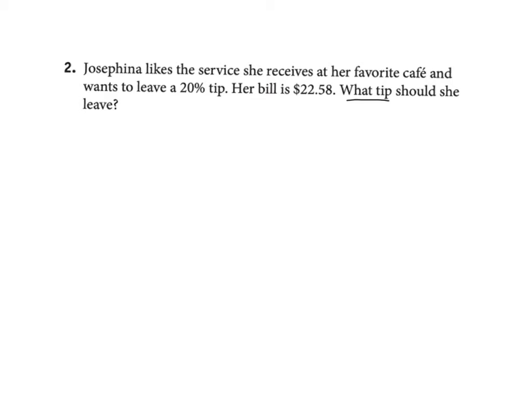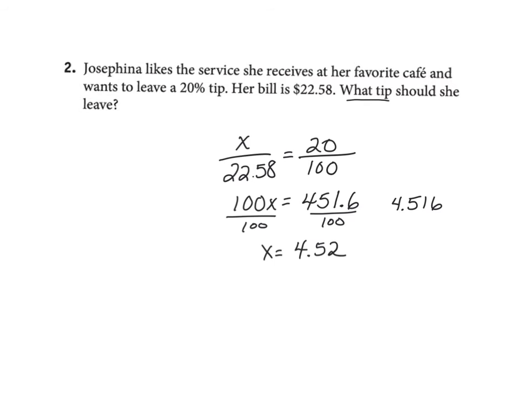So I'm just going to set up my percent proportion of my part over my whole, which is 22.58 equals 20%, which is 20 over 100. So then I cross multiplied and divided, and I got my tip, or my part, of $4.52.